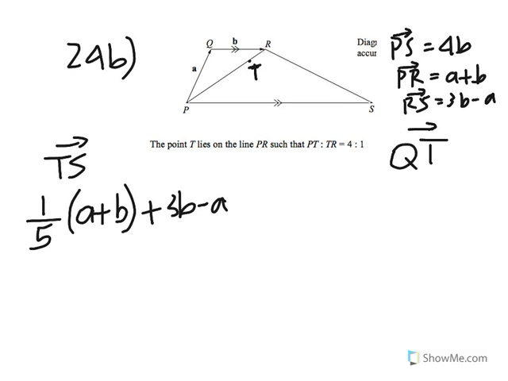Now, to get from Q to T, we need to go in the opposite direction. We need to get to P first, and then we can go PT. Now, getting from Q to P is just negative A. Simple. And PT, as they say in the question, from the ratio, is just 4/5 of PR. So, minus A plus 4/5 of PR, which is just A plus B.